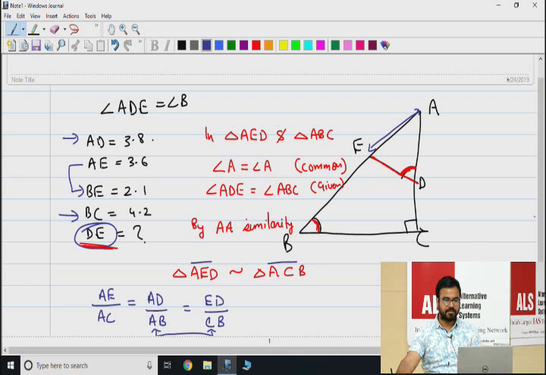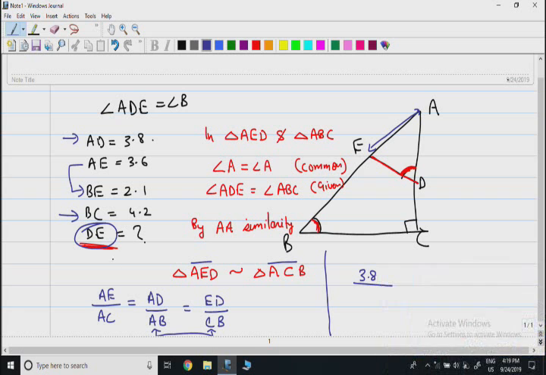So we can write AD, in place of AD we can put 3.8. In place of AB, AB is nothing but AE plus BE, so we have to add both of them. So 3.6 plus 2.1, which is 5.7, is equal to ED over BC. BC is 4.2.